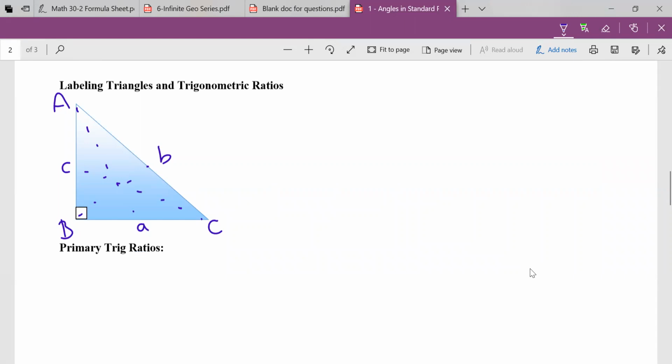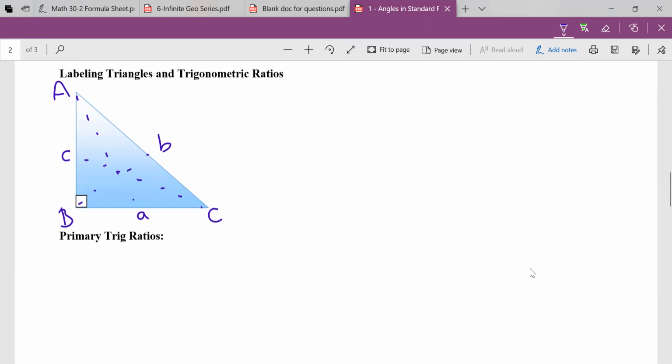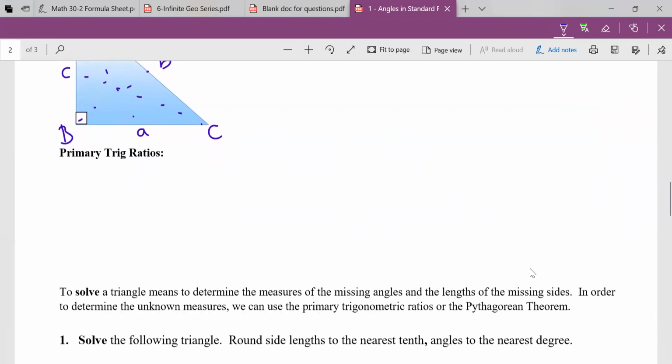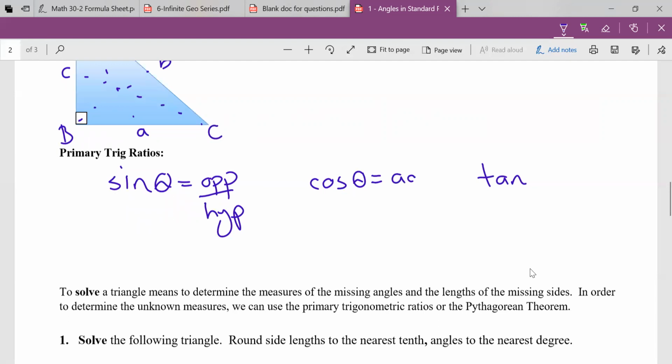Okay, so the other thing, the big skill that you learned in grade 10 was your primary trigonometric ratios, which on your calculator look like sine, cosine, and tangent. What we learned in grade 10 is the sine of an angle theta is opposite over hypotenuse. The cosine of an angle theta is adjacent over hypotenuse. And the tangent of an angle is opposite over adjacent.